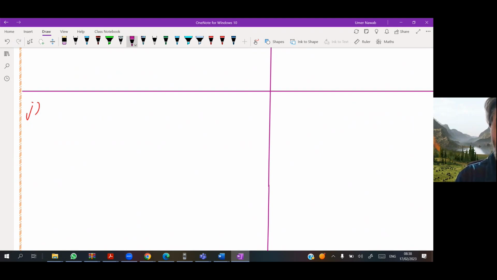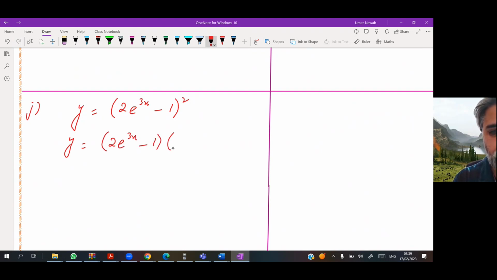J part, y equals 2e^(3x) minus 1, whole squared. Now we need to multiply the brackets together. Can I write it 2 times e raised to power 3x minus 1 before applying the differentiation? Now multiply. This multiplied with this. Yes, 2 times 2 is 4. e raised by 3x times e raised by 3x is, you remember what I did? I need to add the powers, 3x plus 3x is 6x.